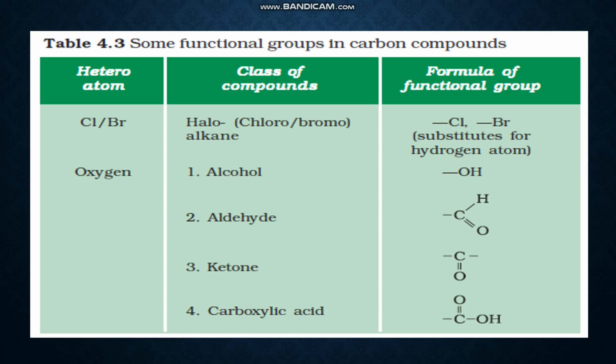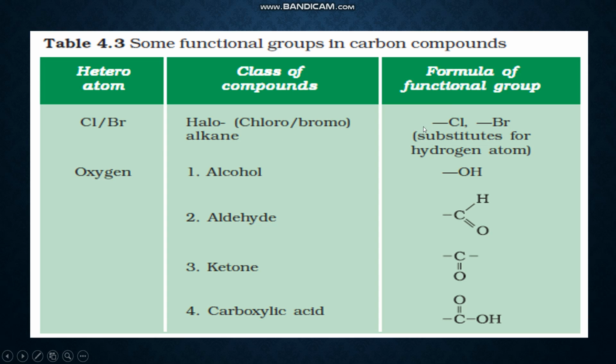Here in this lesson you are going to learn about five different classes of organic compounds. They are haloalkanes, alcohols, aldehydes, ketones and carboxylic acids. In haloalkanes, in the alkane, one or more hydrogens are replaced by either chlorine or bromine. If it is chlorine, that is called chloroalkane. If it is bromine, that is called bromoalkane.